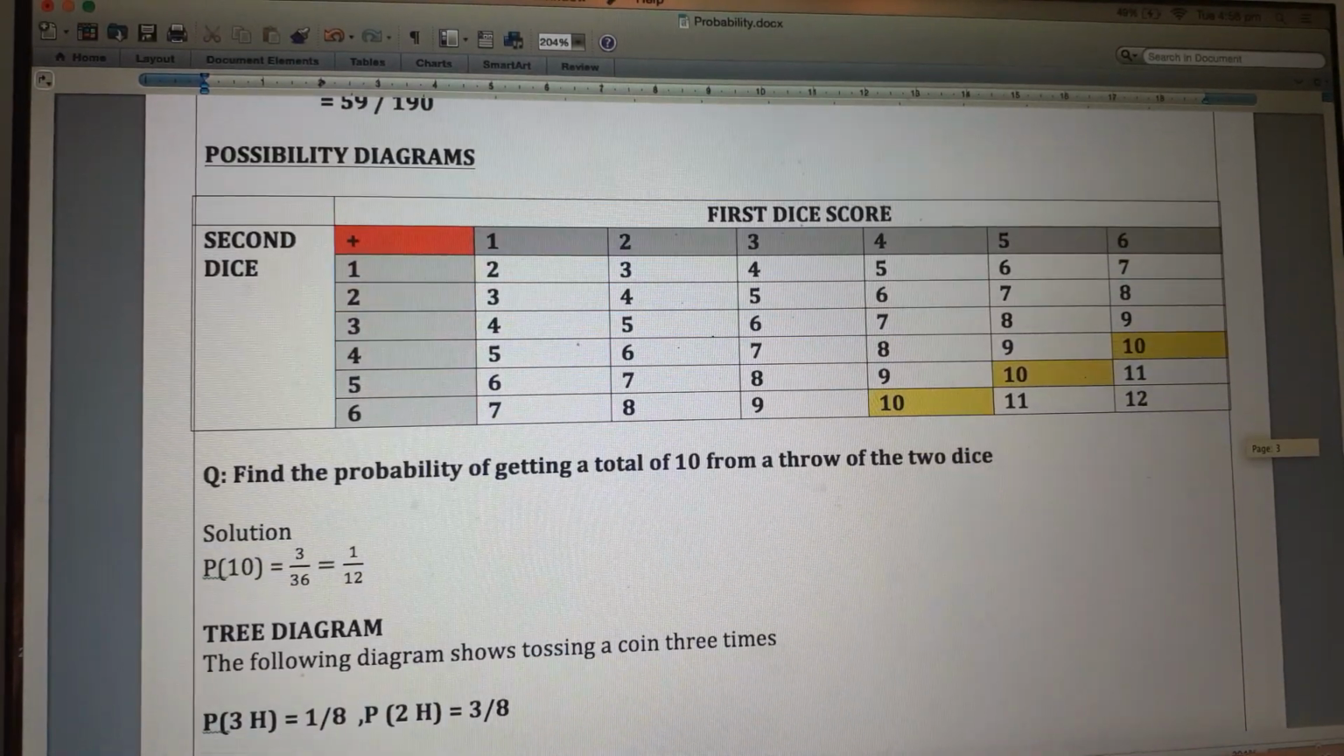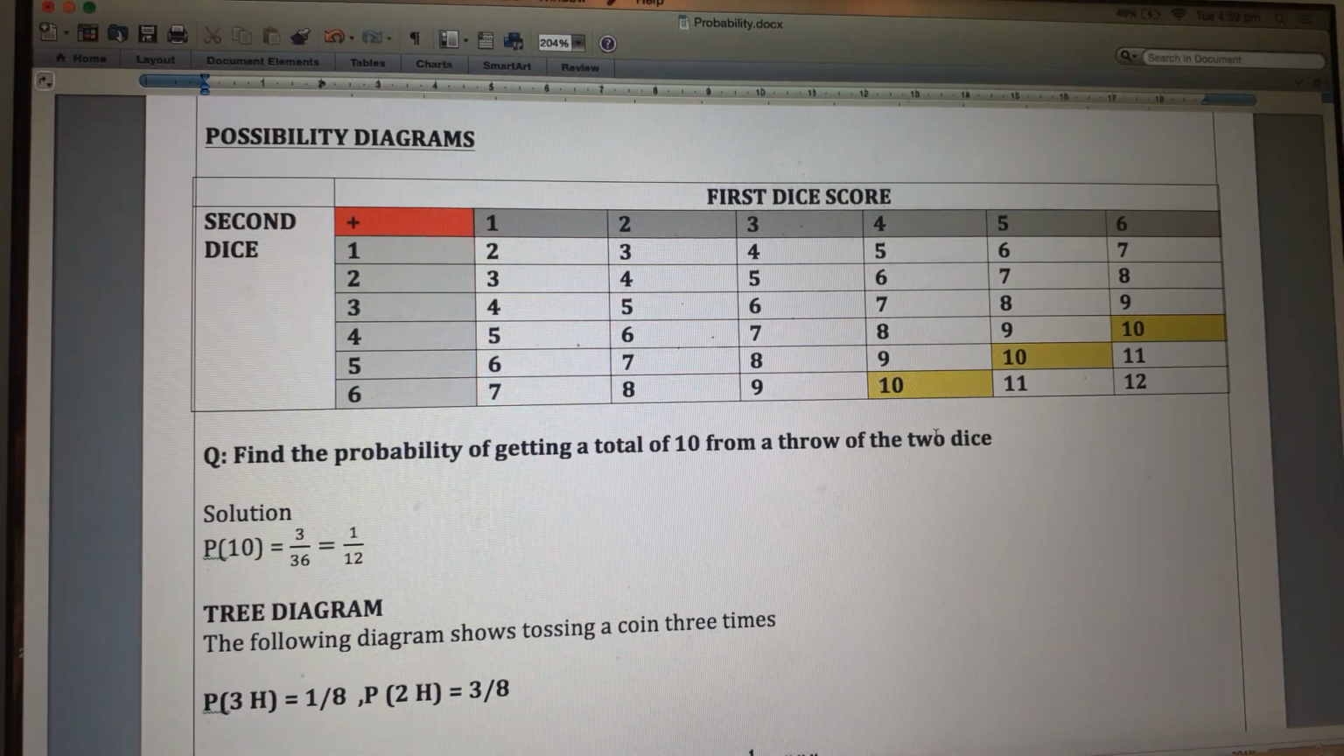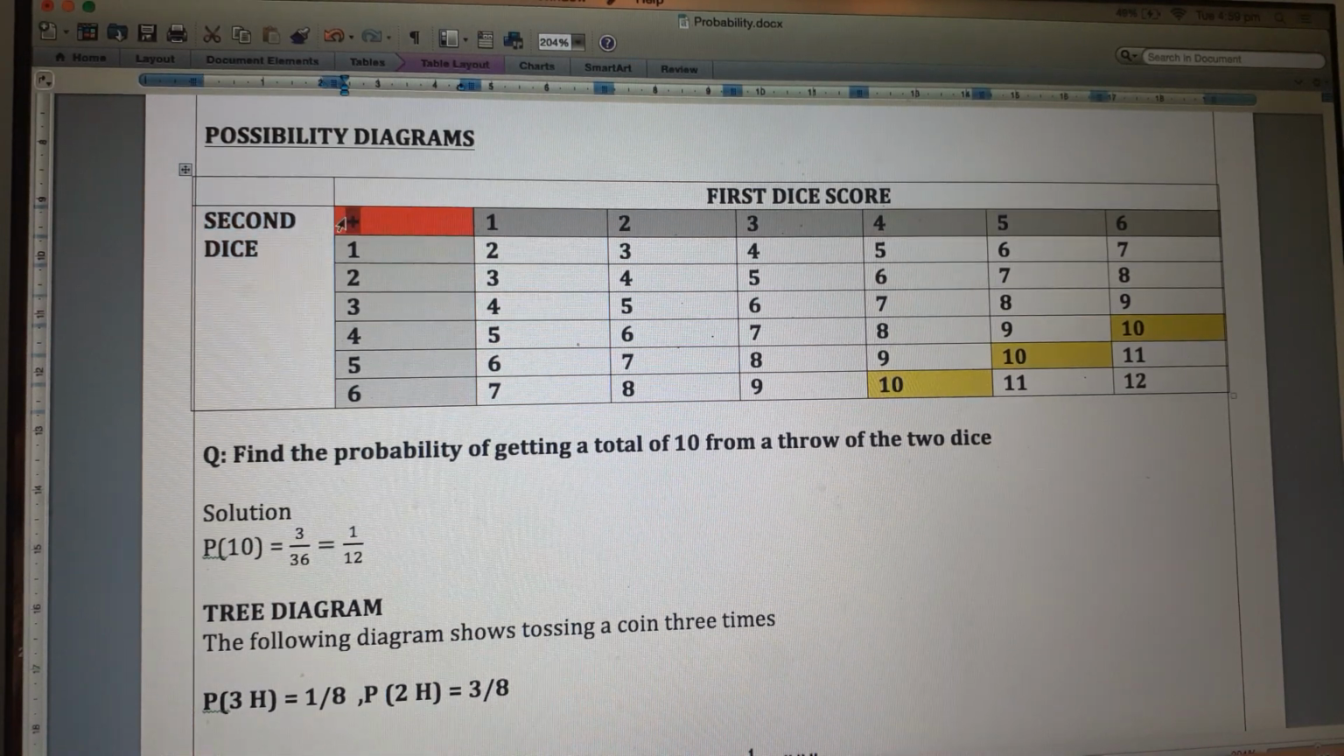And now I am going to talk about possibility diagrams. This diagram is usually helpful when we are going to solve questions involving multiple, that is, combined events. So I have thrown a first dice and a second dice simultaneously, and I am adding the results. Suppose I have got a 1 on the first dice and a 1 on the second dice. If I add the results of both the dice, 1 plus 1, what will be my result?